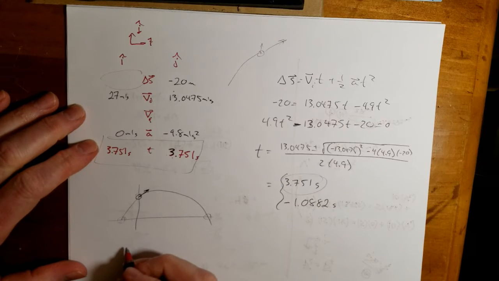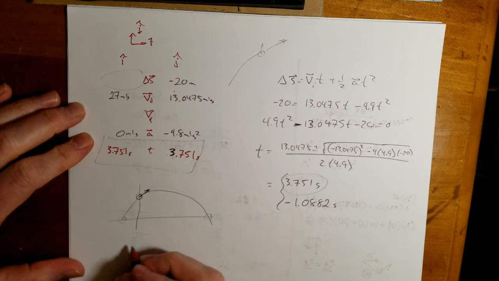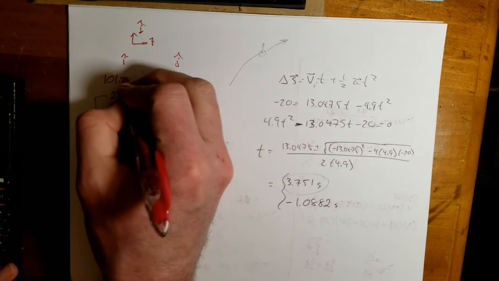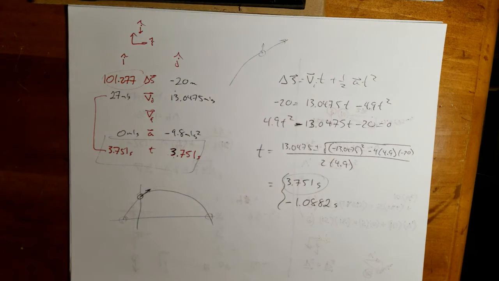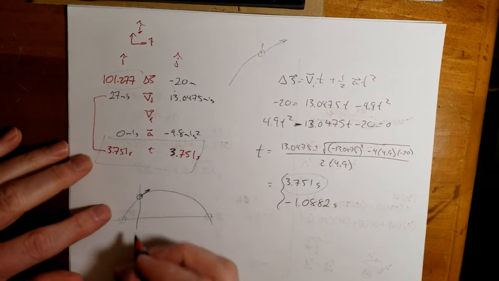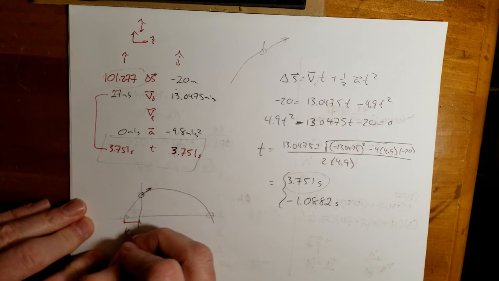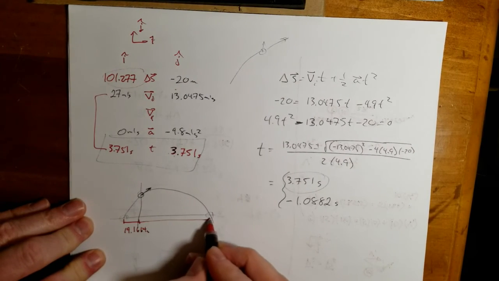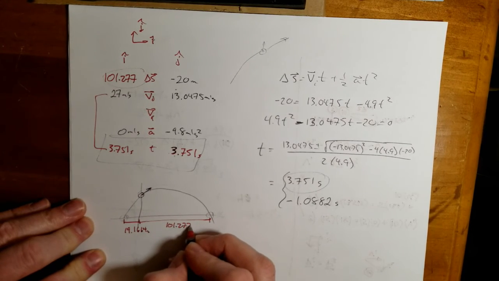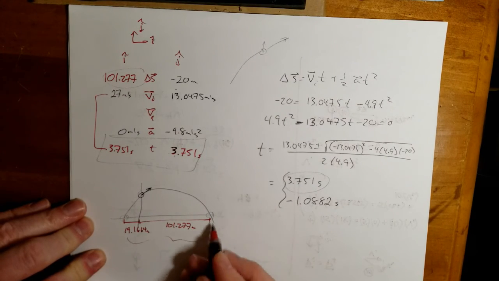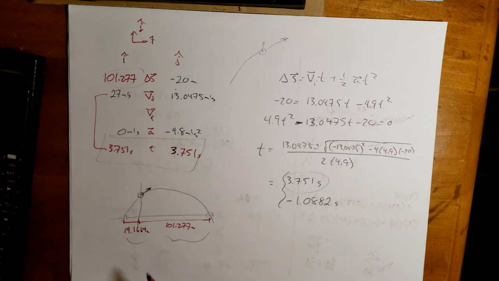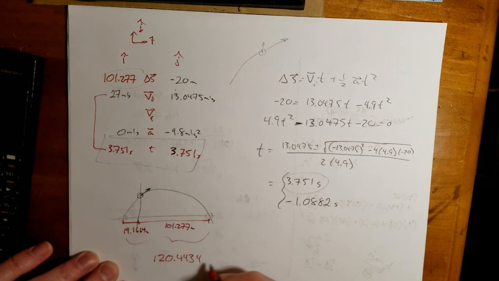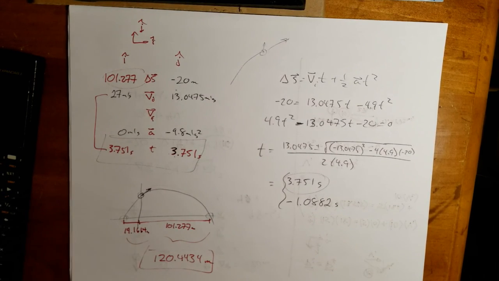And so horizontally, acceleration is 0. So it's just going to be 27 times 3.751, 101.277. So the question is, how do we actually answer it? I wasn't specific in this practice problem, but remember that it went 19.1664 meters to the explosion, and this is going an additional 101.277 meters. And so I think it should be in reference to where it initially was shot. And we have 120.4434, not all of them significant, meters from the initial starting point.